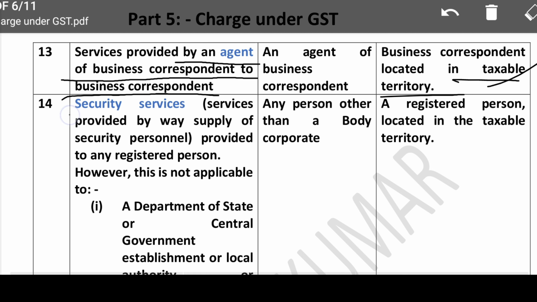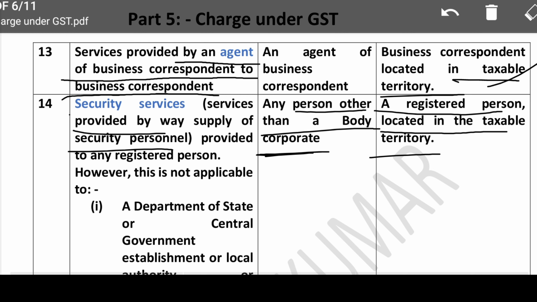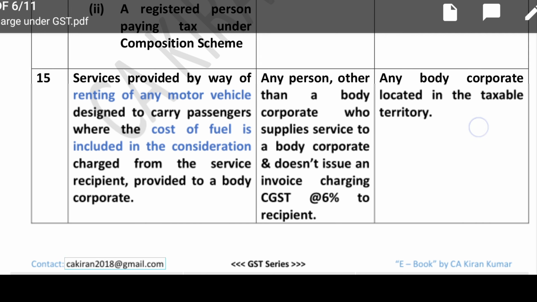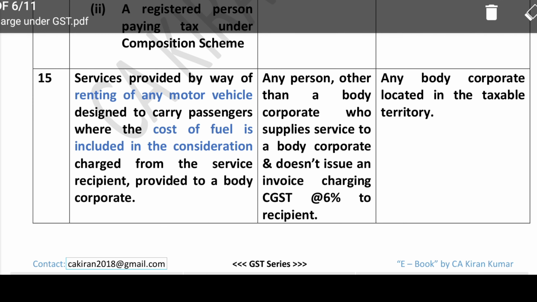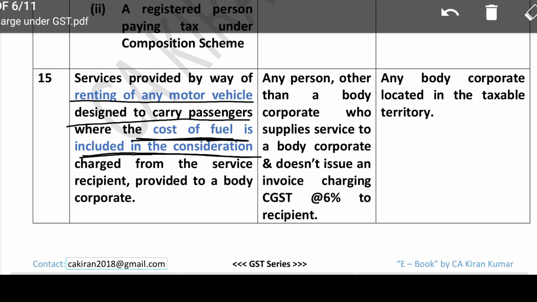And the security services: you are providing security personnel to any company or any registered person, but the person providing the security personnel should be a person other than a body corporate, meaning other than a company, to any registered person located in taxable territory. Then he is liable to pay the GST under RCM. And services by way of renting of motor vehicle designed to carry passengers where the cost of fuel is included in the consideration and charged from the service recipient. This is very important, provided to a body corporate.